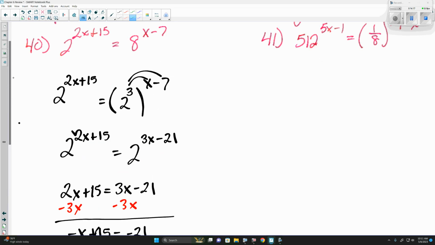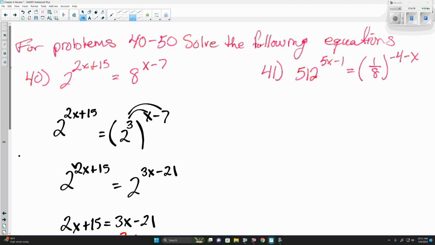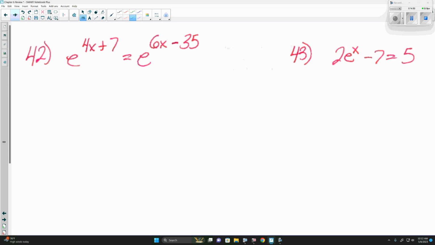Any other questions on 40? Questions on 41? We feel good with 40 and 41. Because 40 and 41 are the same, we just need to get the bases to be the same. And once they are, we'll set the exponents equal to each other. Any questions on these here? We ready for the next two? Questions on 42 or 43?